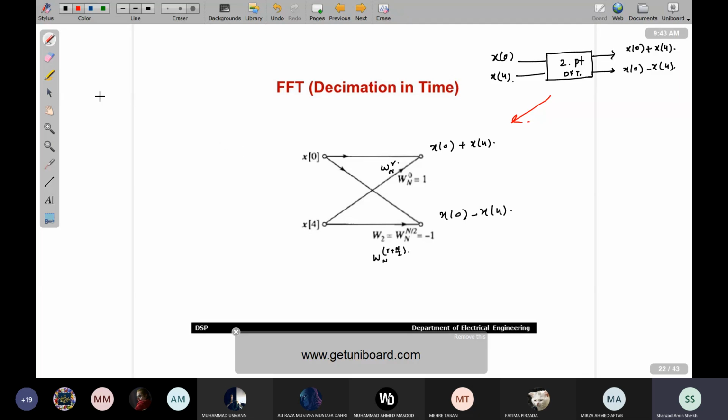Why wn0 is equal to 1? Because it is equal to exponential minus j2 pi 0 divided by n. जितने पॉइंट भी हो, n की जितनी भी वैल्यू हो, it is exponential j0 and that's equal to cosine 0 minus j sine 0 and that's equal to 1. So this is it. x0 multiplied with this wn0 doesn't make any difference, so that's equal to plus x4. और अगर आप इसकी जो निचली वाली ब्रांच है उसको देखें तो वहां पे आपको नजर आ रहा है w -1 के साथ मल्टीप्लाई करना है, एंड दैट्स इक्वल टू wn/2.